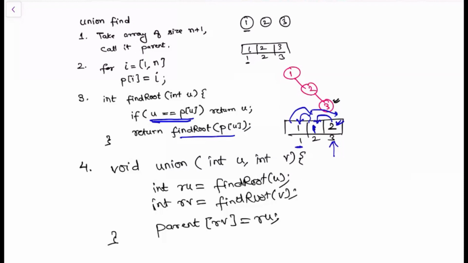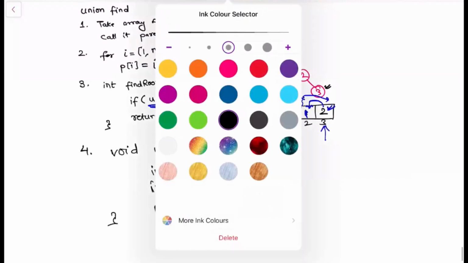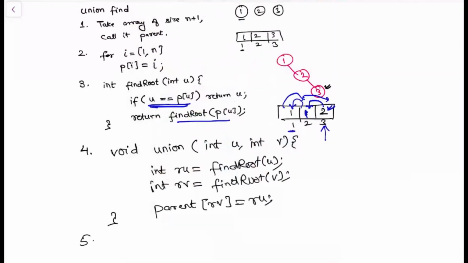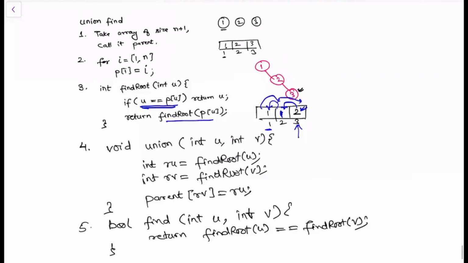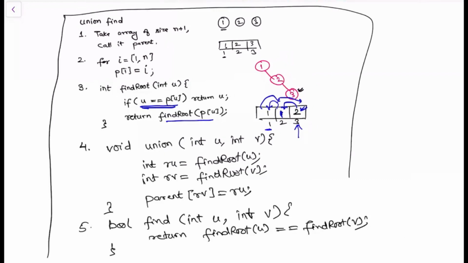Yeah. And now the last function remaining is just to know whether two nodes are connected or not. This is the basic of union find. So the fifth function is bool. This is called the find function. You just have to find out whether u and v are connected. This will be a one liner function, return find root of u double equals find root of v. Are we clear with this idea of union find?